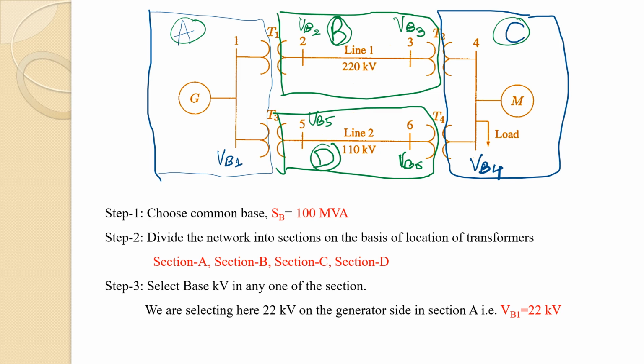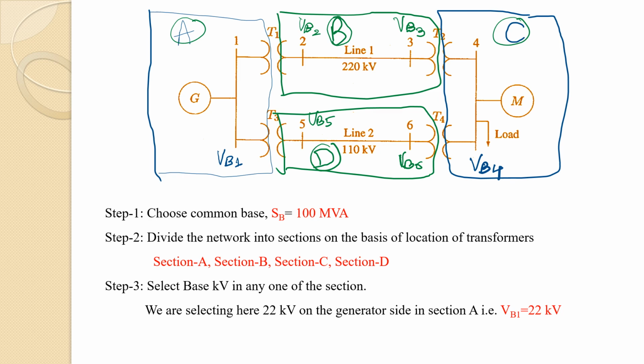So let us now solve this question. To start with, first we need to select a common base for the entire network, that is in MVA. So here we are selecting SB, the common base MVA, equal to 100 MVA. Although we can take other values as well, it is preferable to take 100 MVA because the calculations will become easier than if we take multiples of 100.